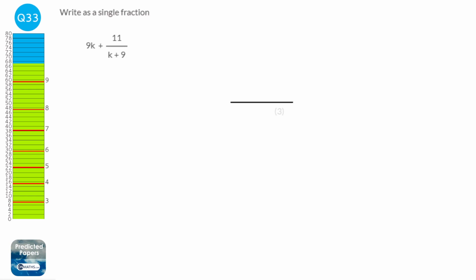When we add fractions or integers and fractions, we need the denominators of the fractions to be the same. And when we've got an integer, we just convert it to a fraction. And here we've got 9k, and we need to convert that to a fraction that is over k plus 9. And the way we do that is we get the 9k, and we times it by k plus 9 over k plus 9. And effectively, k plus 9 over k plus 9 is just 1. So we're doing 9k times 1. So we're keeping it the same. We're keeping it as 9k.